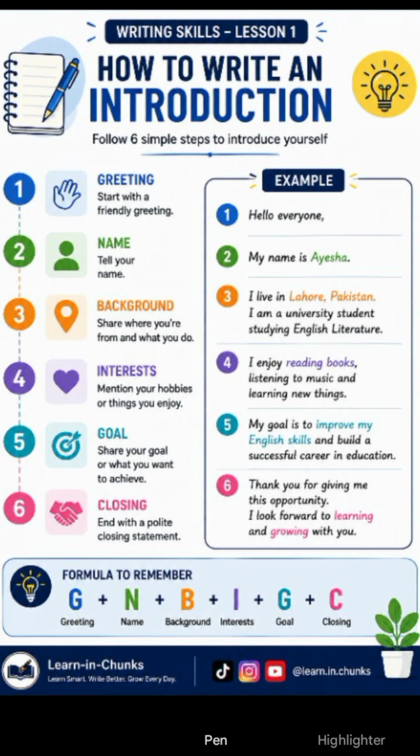So today we have learned how to write an introduction by following 6 simple steps. The first is greeting, which is optional. You can skip it. Then comes name, background, and interest, in which you have to talk about your hobbies, strengths and weaknesses, and goal comes here. Then you have to end your introduction with an ending line.